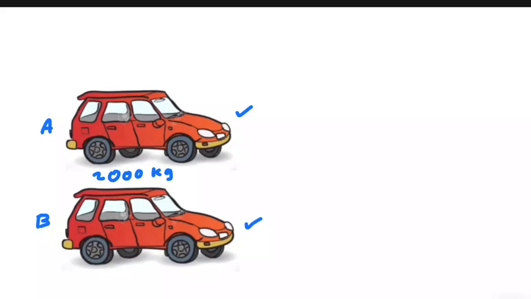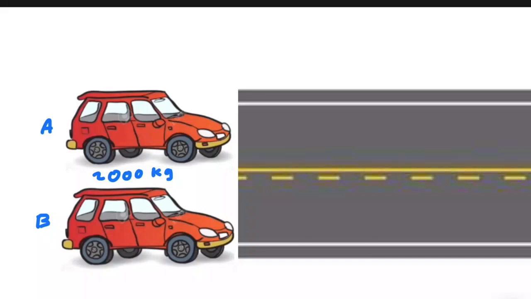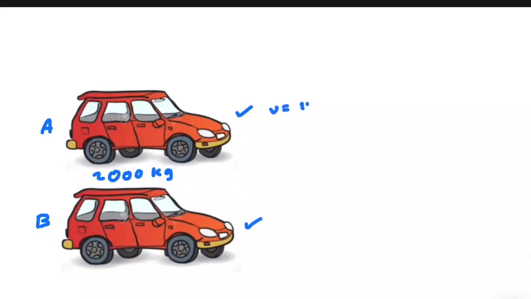I want you to think of something. Let's say you had to stand in the path of one of the two cars and push the car until it comes to a complete stop. Car A is moving with a velocity of 10 meters per second, and car B is moving with a velocity of 20 meters per second. If you had to push one of the two cars to a complete stop, which car would you choose?